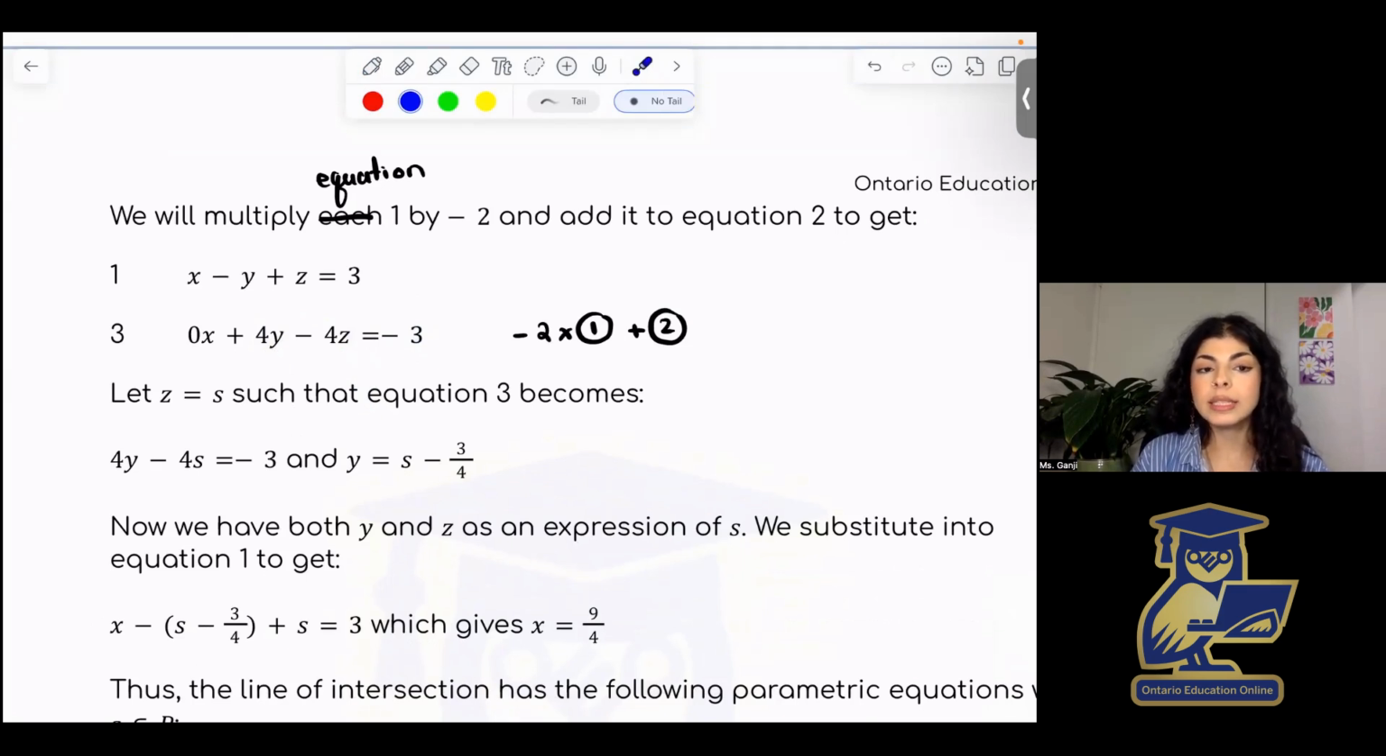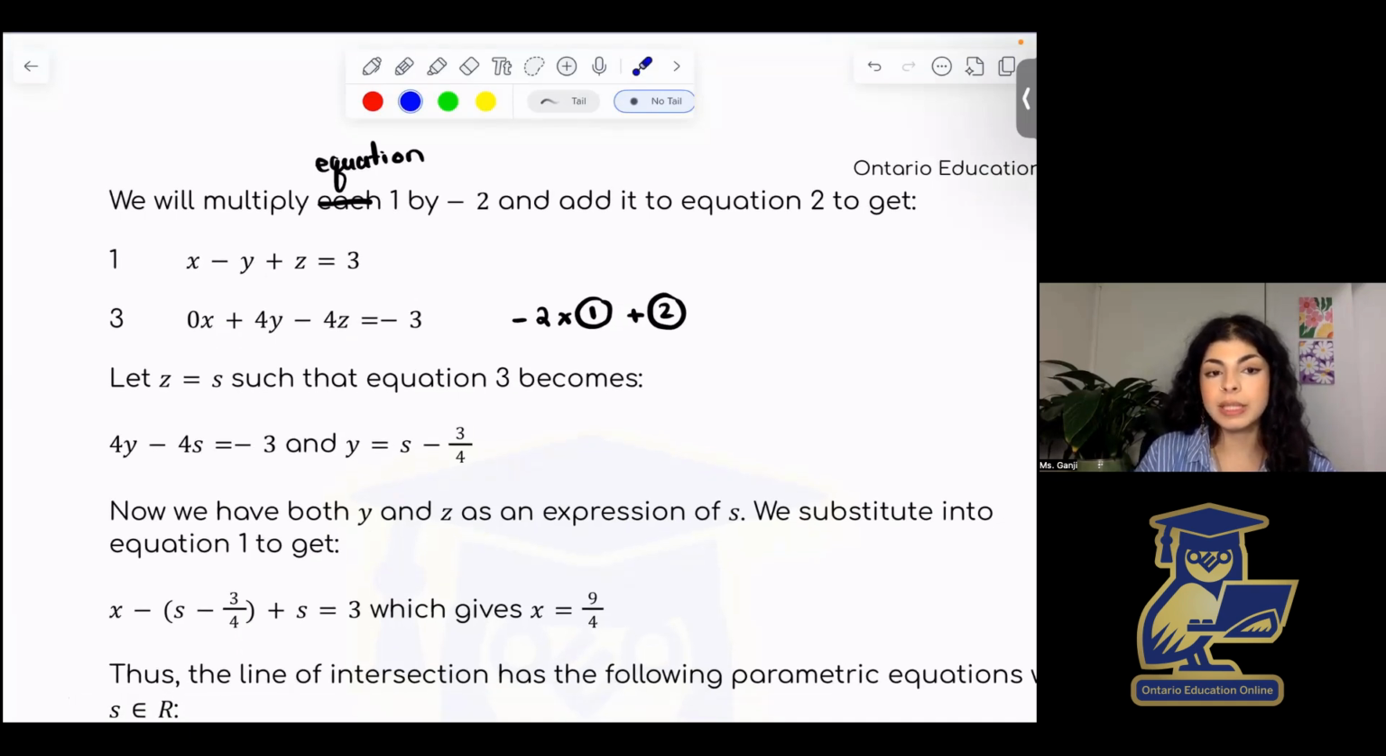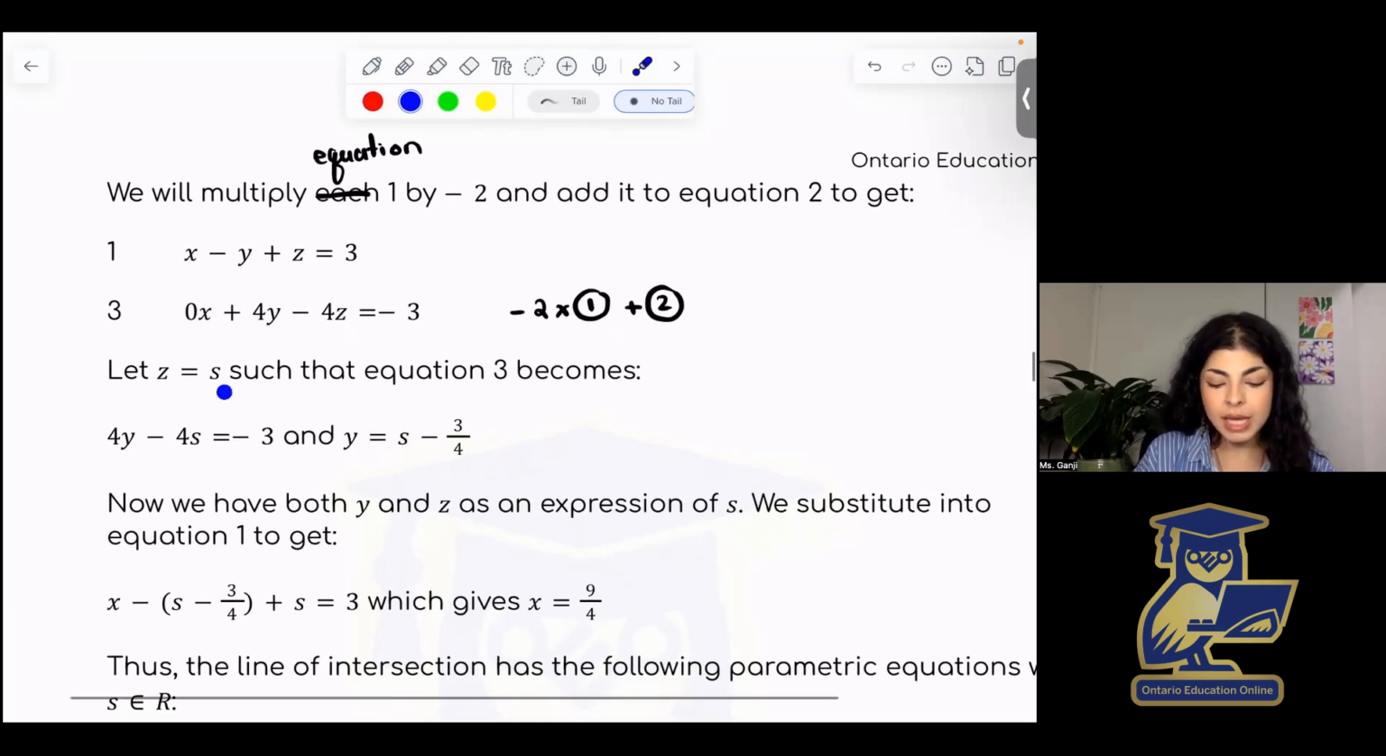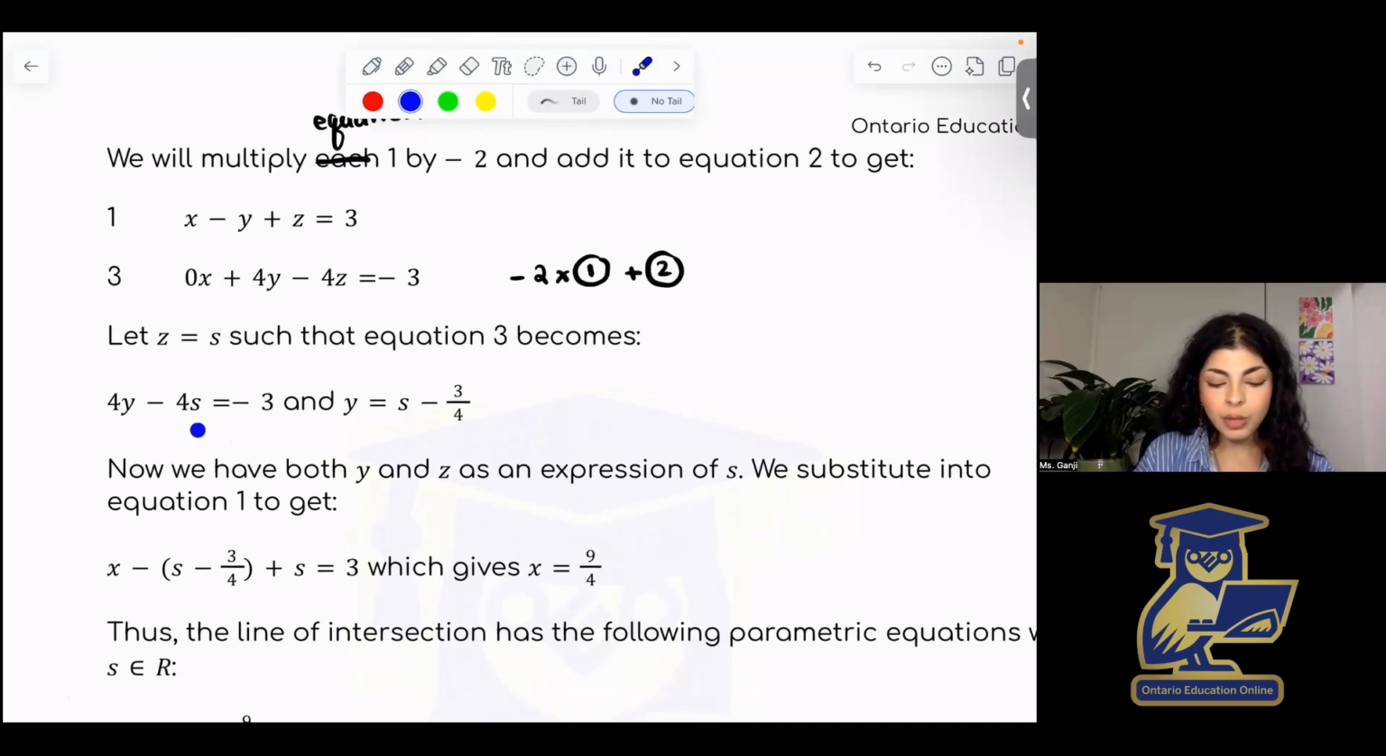So what I really do is express one as an expression of the other. But because we are now looking for a specific point, I have to give a specific value to one of the variables. So let z be s in this case. Then equation 3 is 4y minus 4s is equal to -3. And s is technically a given now. It's not just any random variable z. Then y can be written as s minus 3 over 4. So now we have y and z as an expression of s. So now we actually have one variable for this whole equation.